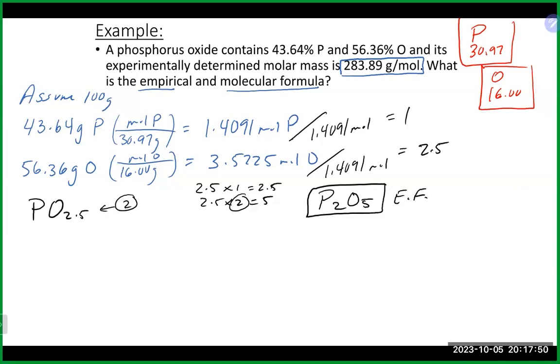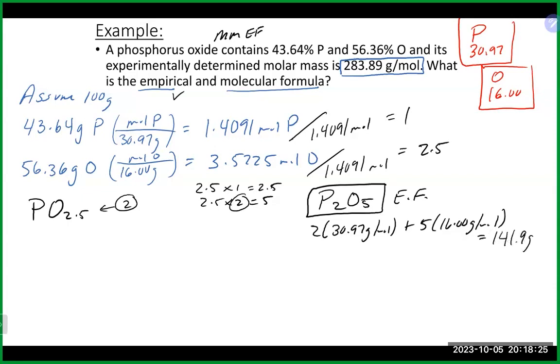Now that we have the empirical formula, we do need the molar mass of the empirical formula so that we can get to our molecular formula. So this is going to be 2 times the mass of phosphorus, 30.97, plus 5 times the mass of oxygen. 2 times 30.97 plus 5 times 16 looks like 141.94, 141.9 grams per mole.